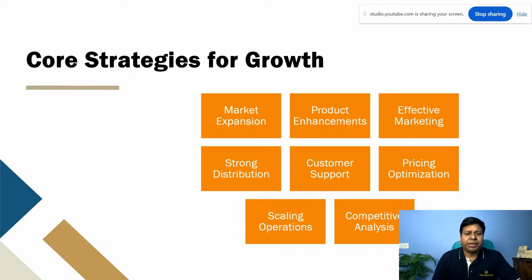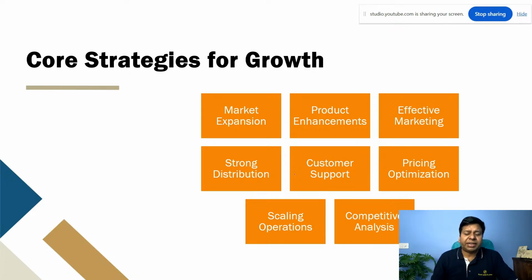Product enhancement. We have developed a product, competition is picking up, we have taken the early mover advantage, but we need to enhance our product. We have taken the feedback into consideration. So what enhancement is required? What new feature will be required? Think about that during the growth stage. You cannot be satisfied that whatever we have, people are buying it and it will continue. No, the market is too dynamic.